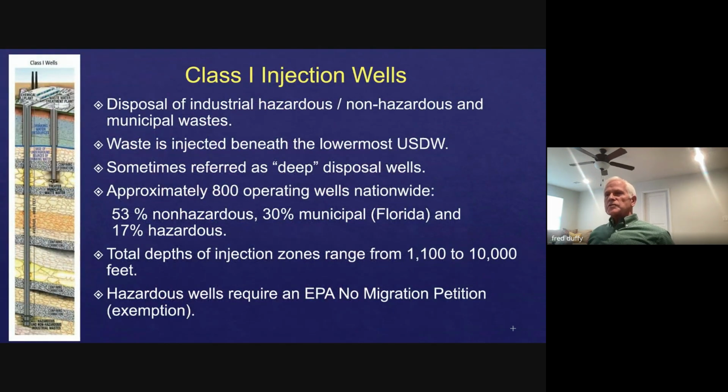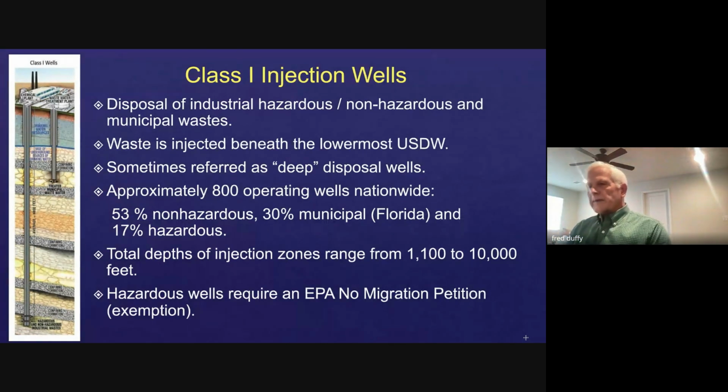So what we're going to do now is look at each of these individual classes of wells in more detail. So starting with the class 1 injection well, they dispose of industrial, hazardous, non-hazardous, and municipal waste. The waste is injected beneath the lowermost USDW. These are sometimes referred to as the deep disposal wells. There are approximately 800 operating wells nationwide. That breaks down where 53% are non-hazardous, 30% are municipal. Most of those wells come from the state of Florida, and they're associated with water treatment plants. And then 17% are hazardous. The total depth of the injection zones on these wells, and this is nationwide now, taken off the EPA website, varies from a shallowness of 1,100 feet to 10,000 feet in depth.